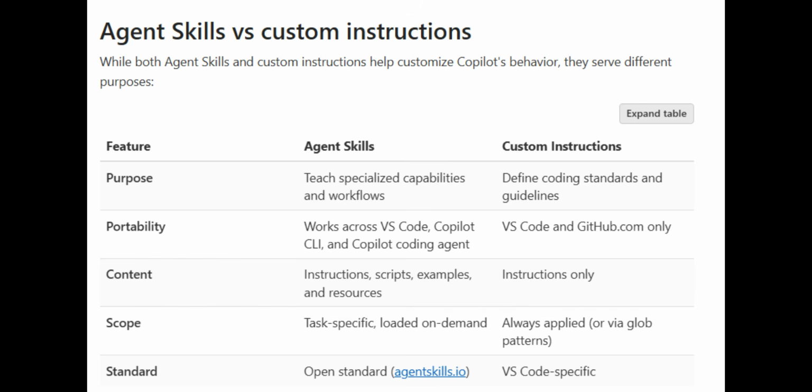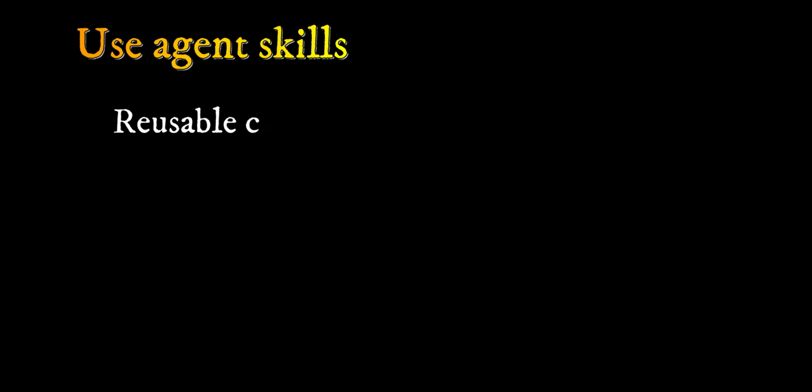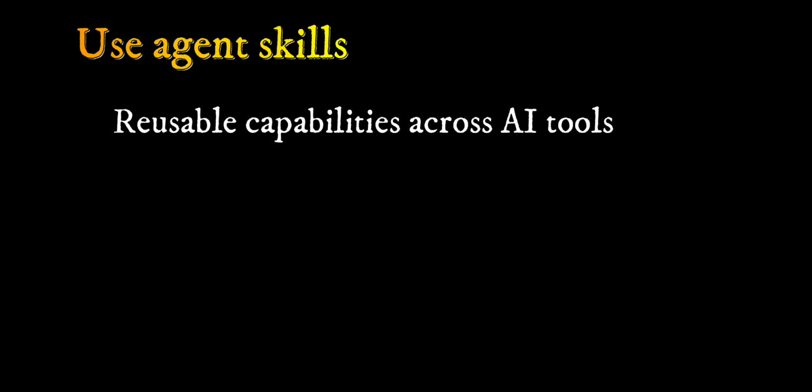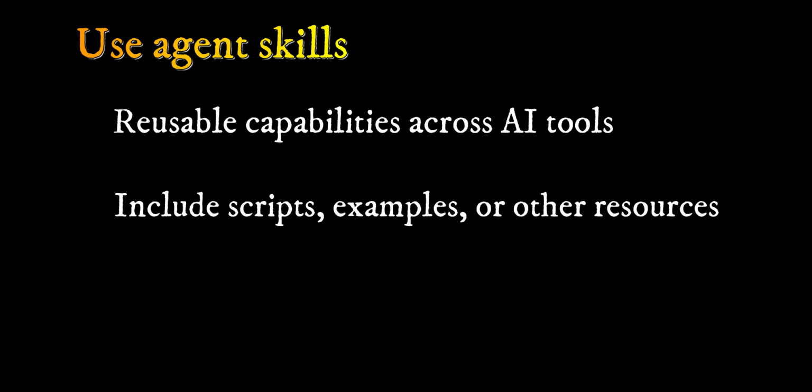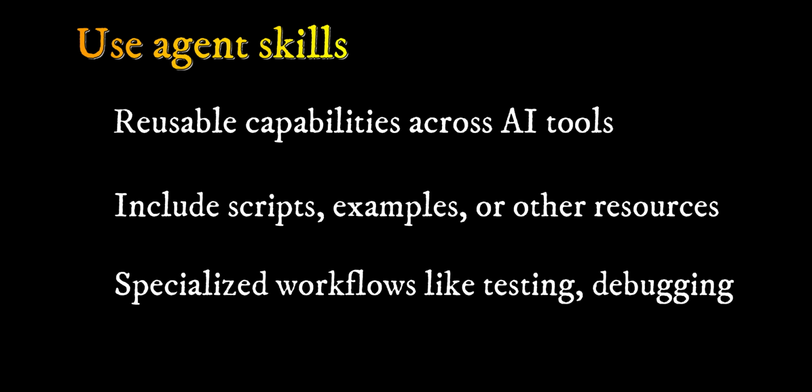And these agent skills can be loaded on demand, based on the task. Only if the task requires it, the skill's instructions will be loaded. Otherwise, your other custom instructions are always loaded. Agent skills are based on an open standard, while custom instructions are agent specific. You can use agent skills over instructions if you want a reusable capability across AI tools, or you want to include script examples or other resources, or if you want to use a specialized workflow like testing, debugging, or deployment.